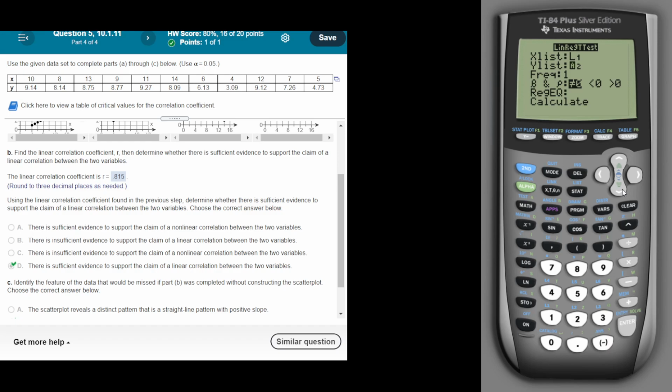And your calculator shouldn't be changed unless you let someone borrow it. Leave that as 1, leave this as not equal to 0. It's always going to be that. Leave that blank. Just go all the way down to calculate. And look at all this good stuff, right?